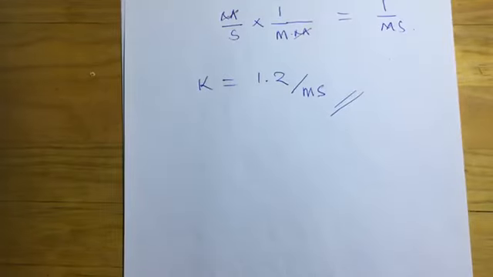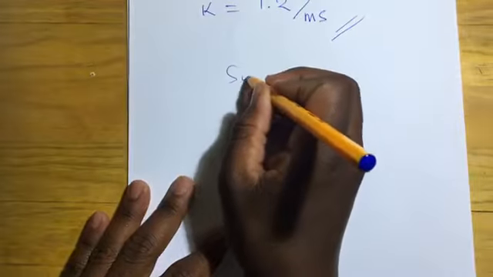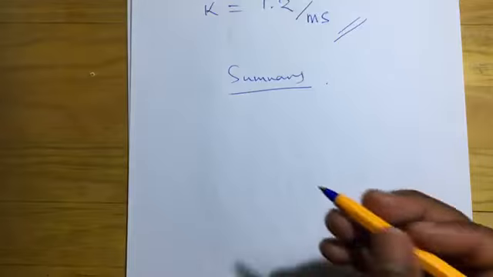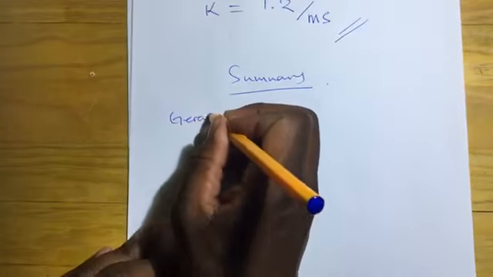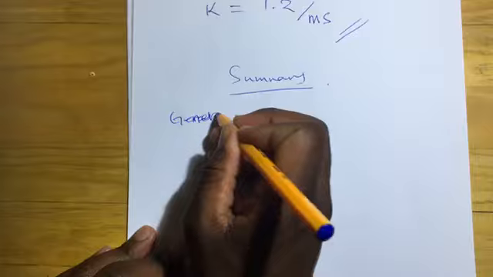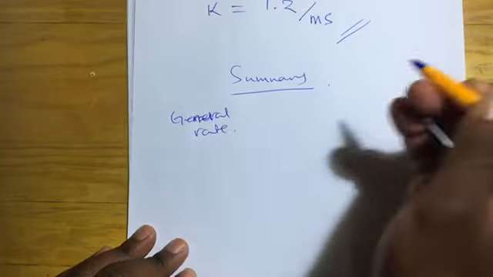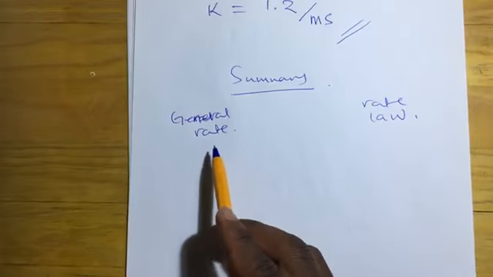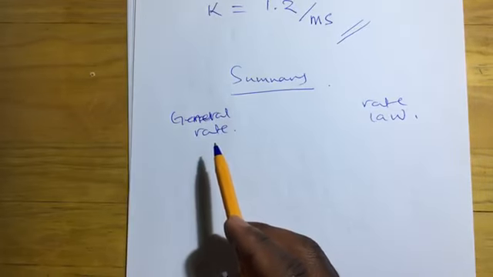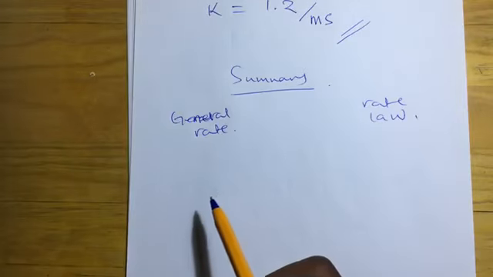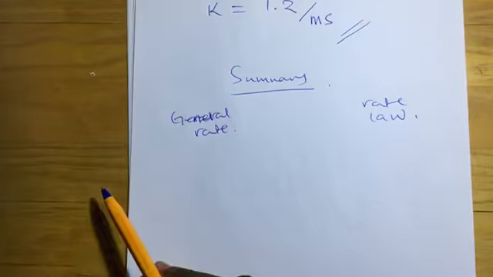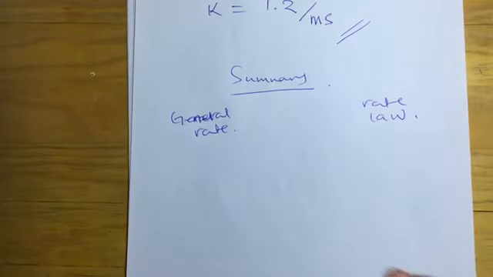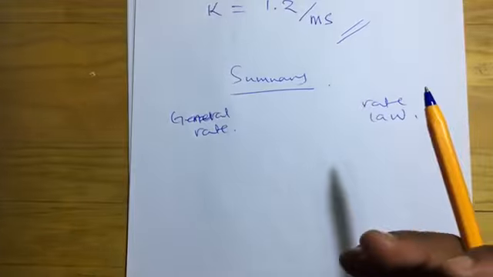Okay, then there are 2 rates. Summary. There are 2 rates. We can have the general rate, and we can have the rate law. General rate, are you supposed to do that every time, or the units for K are constant? So you're supposed to do it every time because next time you may have the concentration of hydrogen having a power of 2 maybe. You get?